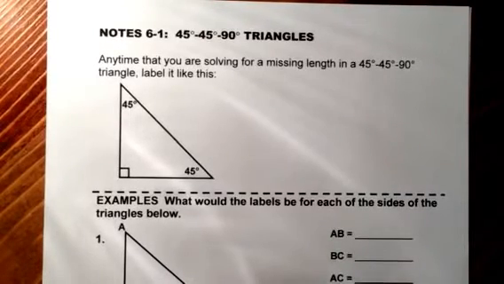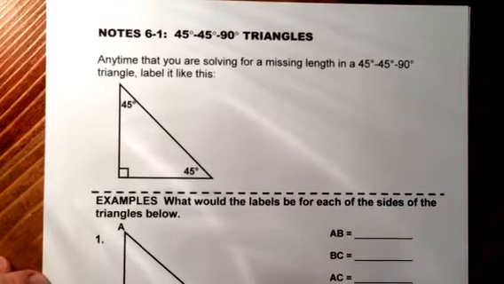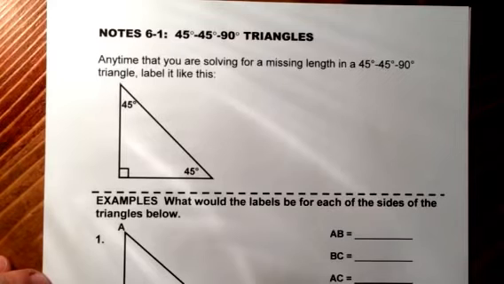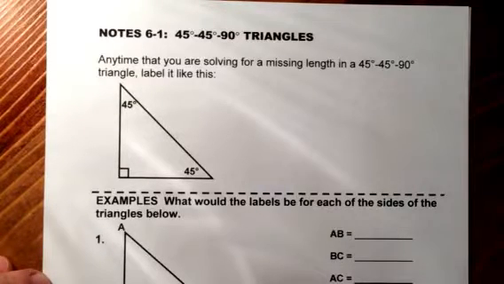Today we'll be talking about 45, 45, 90 triangles. They are a special case of right triangles. Anytime you're solving for the length of a missing side on a 45, 45, 90, label it like this.